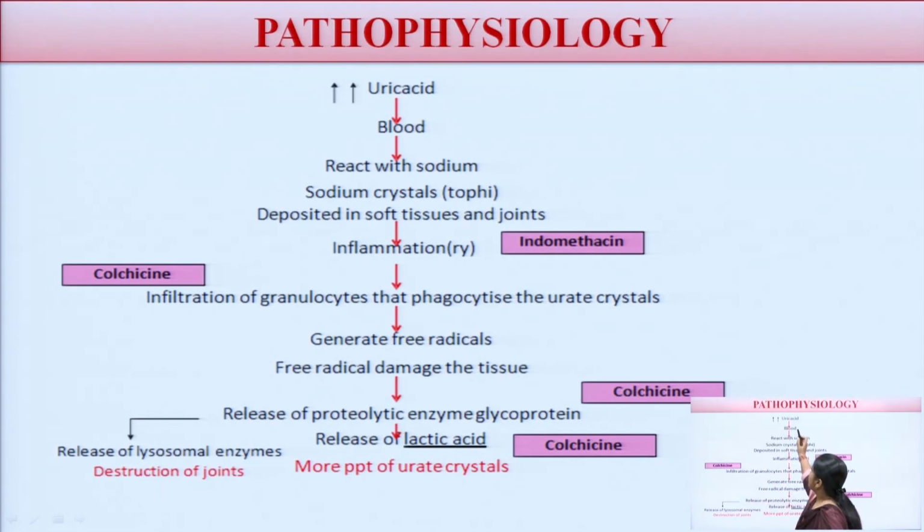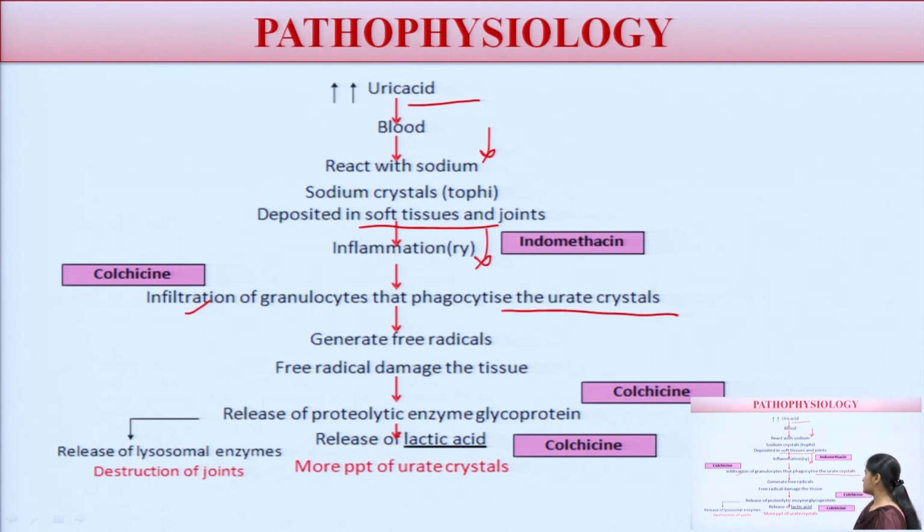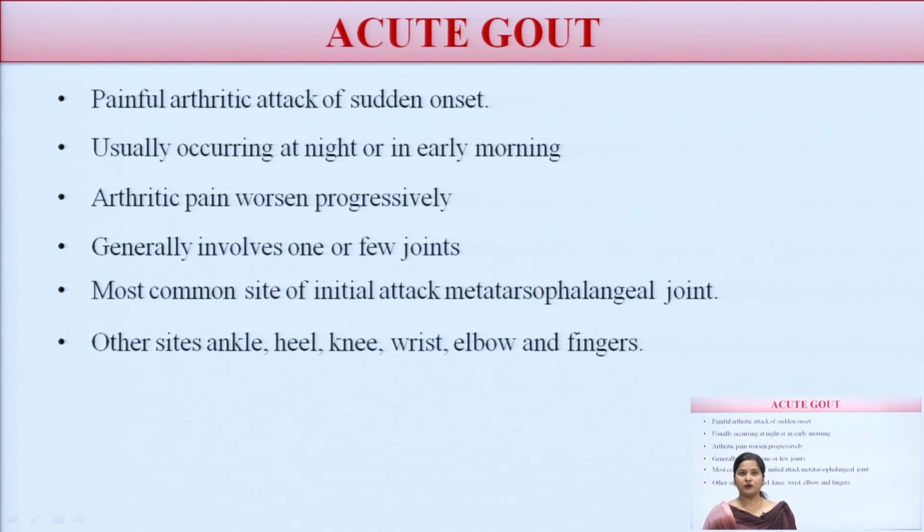Now, if the uric acid is high in the blood, it reacts with sodium, and sodium urate crystals deposit into the soft tissues, that is the joints, and may cause inflammation. The infiltration and phagocytosis of the urate crystals then generate free radicals, and these free radicals damage the tissues of the joints. So, this is the pathophysiology of uric acid in gout.